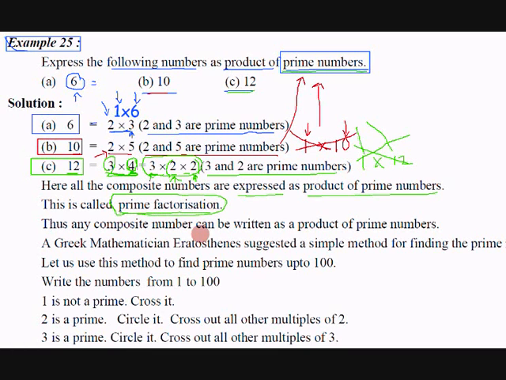Thus, many composite numbers can be written as a product of prime numbers, like 8 and 12; all these are composite numbers. These can be written as products of prime numbers as well. This is what the Greek mathematician Eratosthenes suggested, a simple method, that is the striking off method, right? So 1 is not a prime, 2 is. That's what we saw in the previous video.